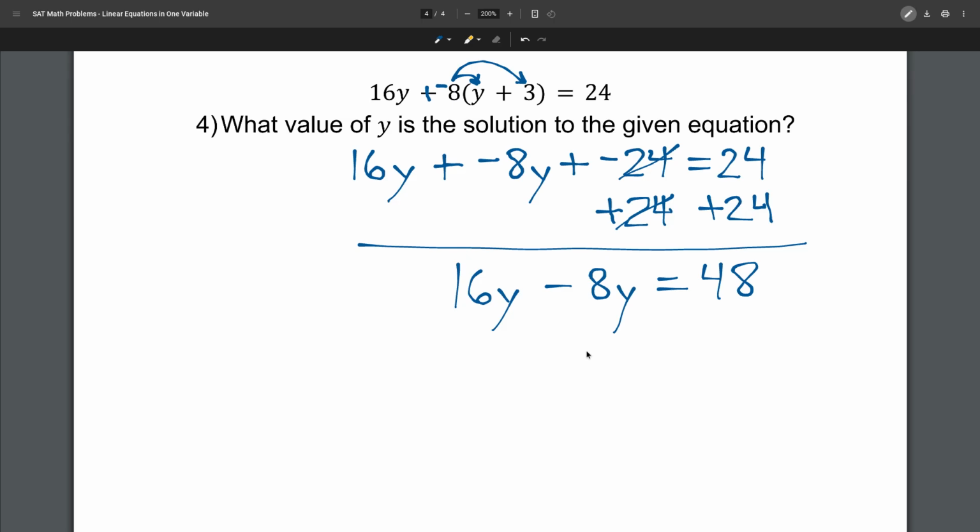16y minus 8y is 8y, which equals 48. I want to get just one y, so I've got to divide 8y by 8. That means I have to divide 48 by 8 also. Whatever we do to one side of the equation, we do to the other side. Okay, so 8 divided by 8 is just 1y, which we can just write as y, equals 48 divided by 8, which is 6.